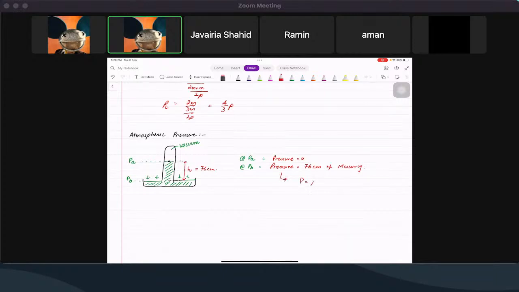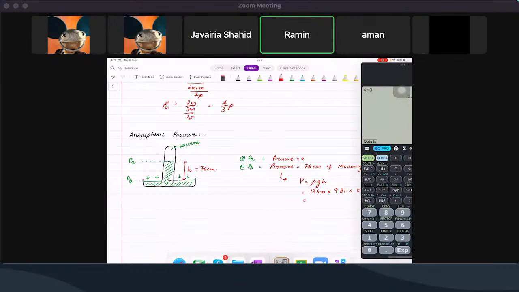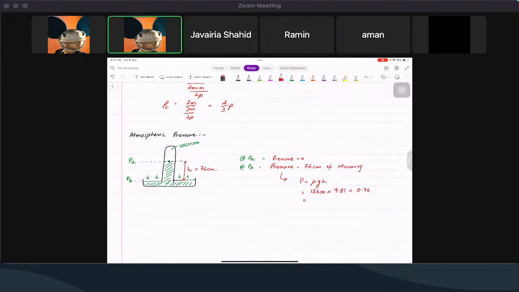if I apply the formula, which is rho GH, I just need the density of the mercury, which is basically 13,600. 9.81 is the acceleration due to gravity, and the depth is 76, that I can change to 0.76 meters. Density of mercury is 13,600 kg per meter cube.